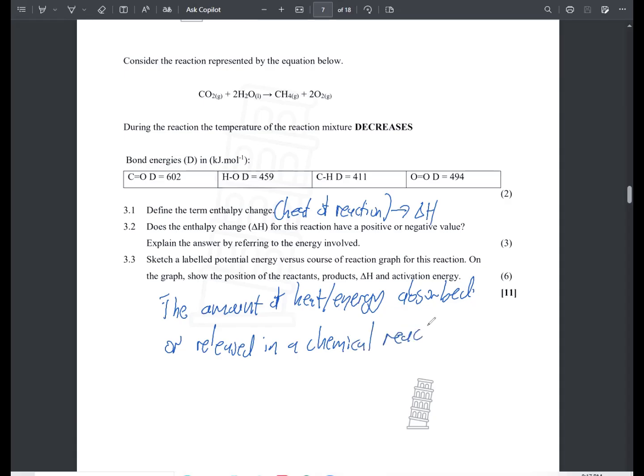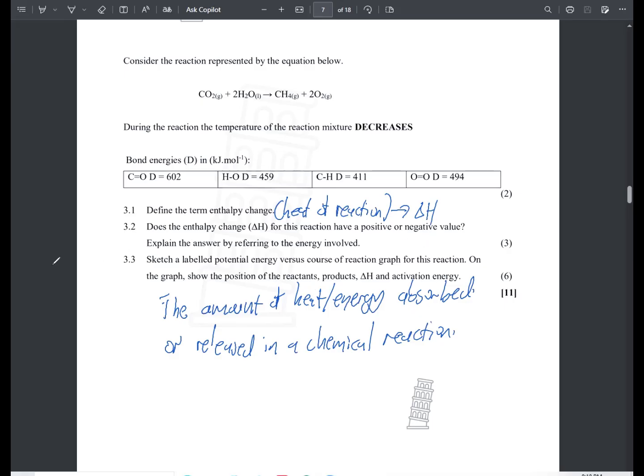So this is the amount of heat or energy absorbed or released in a chemical reaction, depending on whether it's exothermic or endothermic. If it's exothermic, obviously the heat or the energy will be released. If it's endothermic, the heat or the energy will be absorbed, right? So that is it. Then 3.2, does the enthalpy change for this reaction have a positive or negative value? Explain the answer by referring to the energy involved.